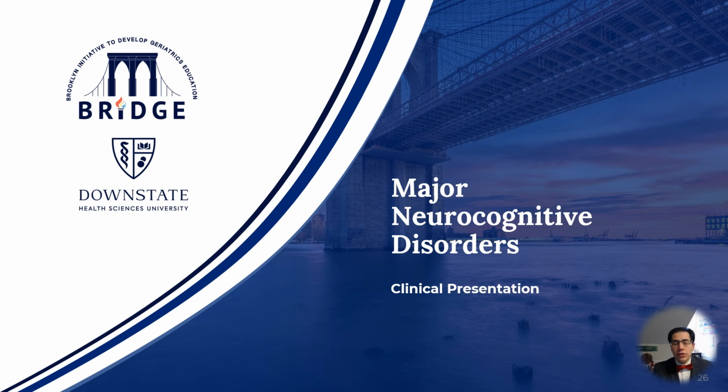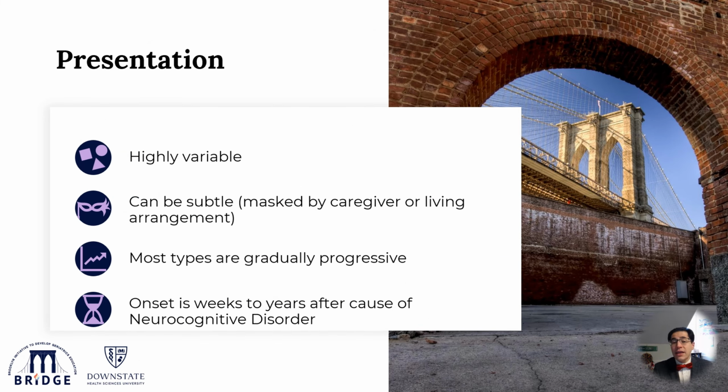So let's move on to discuss how major neurocognitive disorders in general present in the clinical setting. It can be highly variable. It can be quite subtle, masked by a caregiver or living arrangement that may not expose all the deficits that a person may have. Most types are gradually progressive, and the onset is usually weeks to years after the actual cause of neurocognitive disorder.